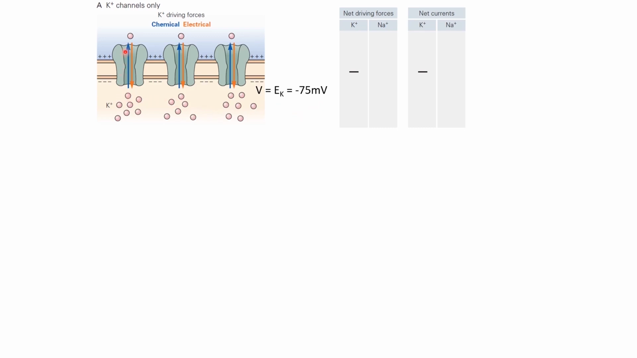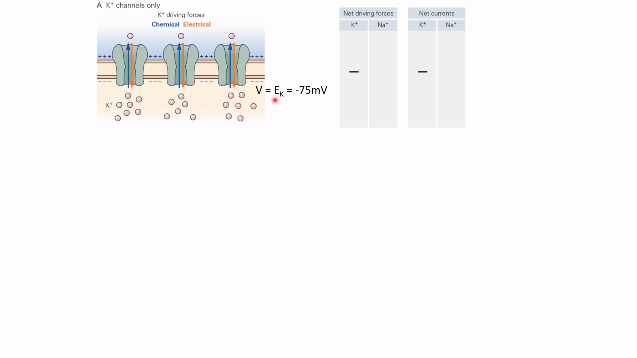So the blue lines here show the chemical gradient, which in the case of potassium ions is from inside to outside, because inside has more potassium concentration, outside has lesser concentrations. So this chemical gradient is from inside to outside. And these orange lines show the electrical gradient, which is from outside to inside, because inside is more negative and potassium ions are positively charged. So they would like to move inside according to the electrical gradient.